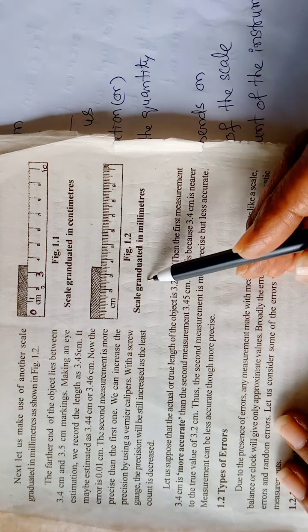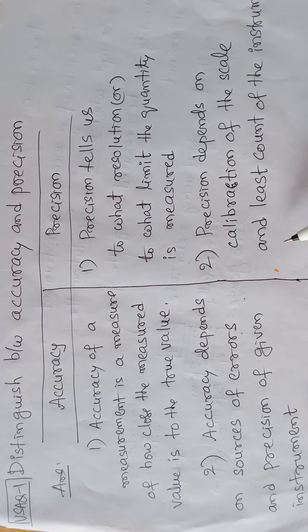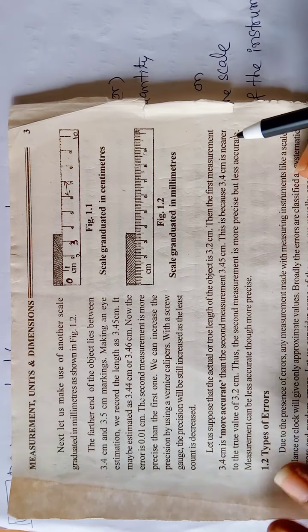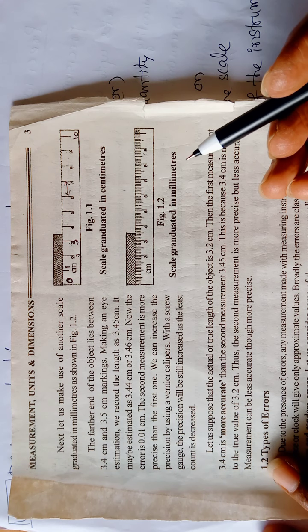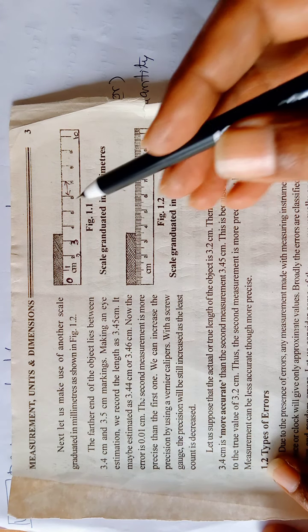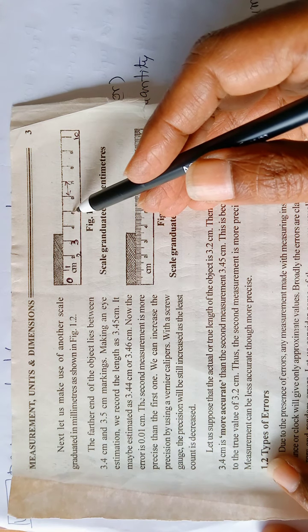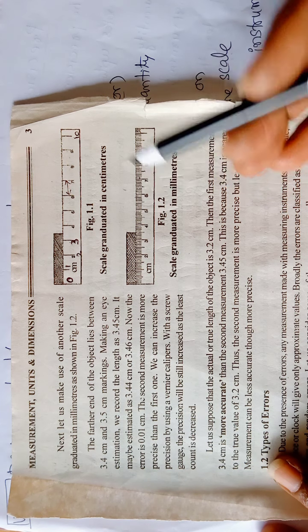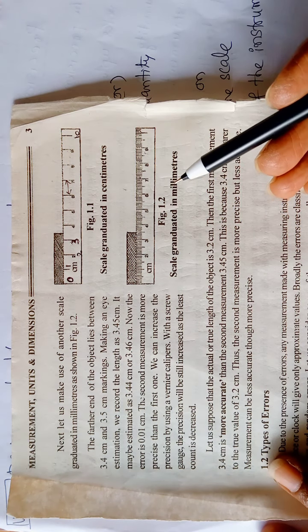Precision depends on calibration of the scale and least count of the instrument. Of course, again the least count depends upon calibration only. Least count is nothing but the minimum value it can measure. Here the minimum value it can measure is 1 centimeter. Here the minimum value it can measure is 1 millimeter or 0.1 centimeter. And that is because of calibration only.